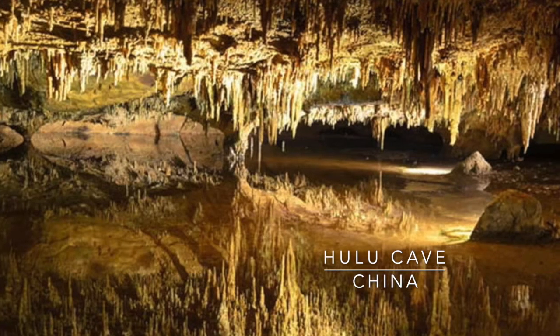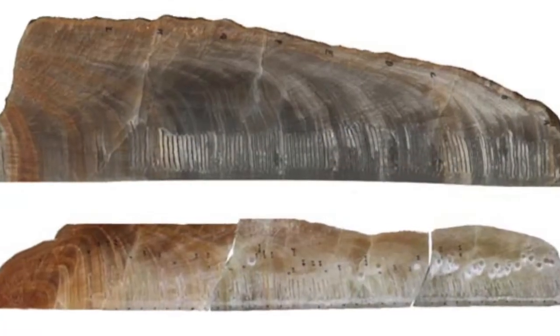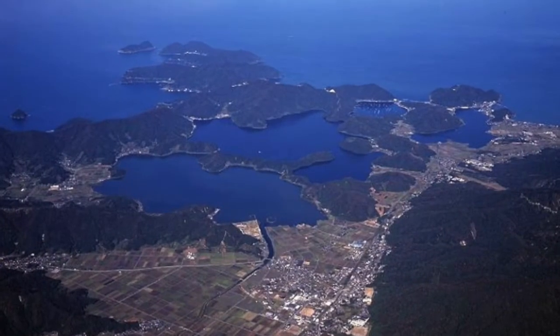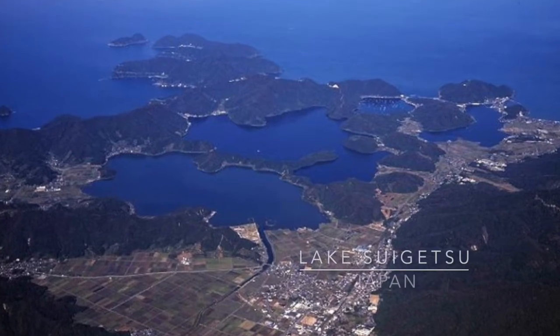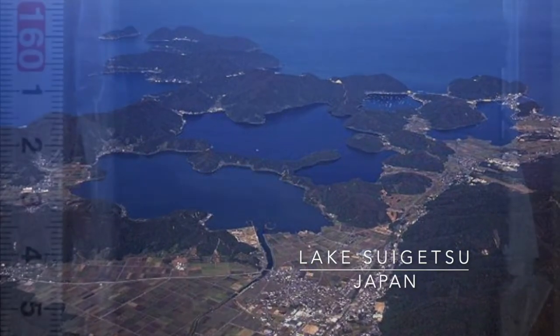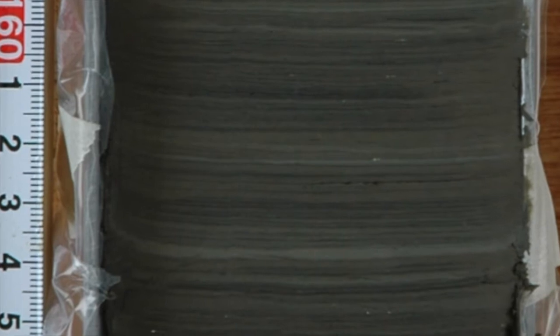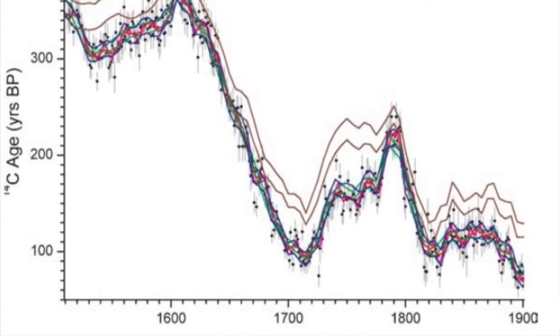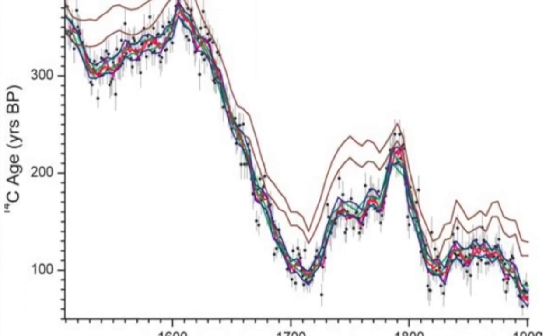The most important is from HULU cave in China. This uranium-thorium dated speleothem goes back to 54,000 years ago. Sediments and plant remains from Lake Suigetsu's varved sediment sequence in Japan have also been revised and extended. A new statistical model was used to construct the actual calibration curve based on these records.